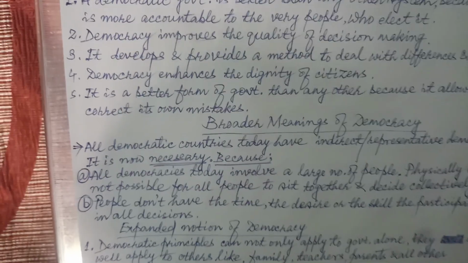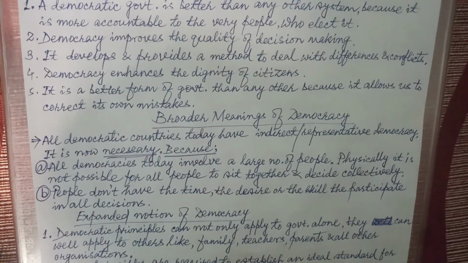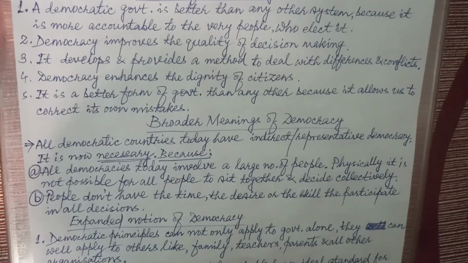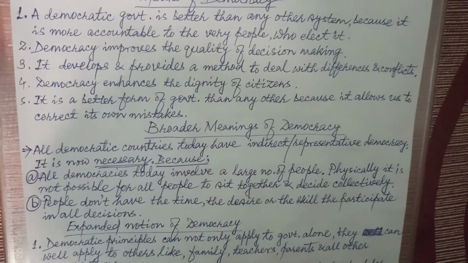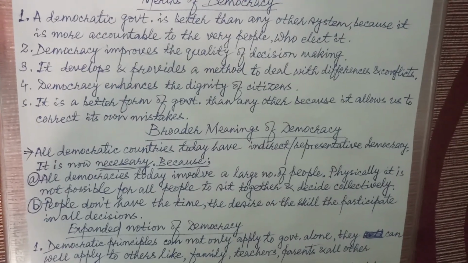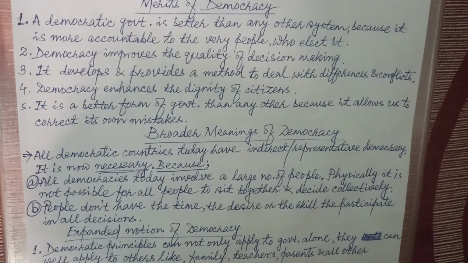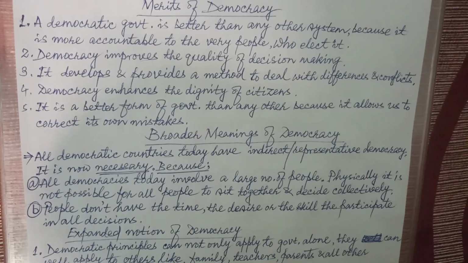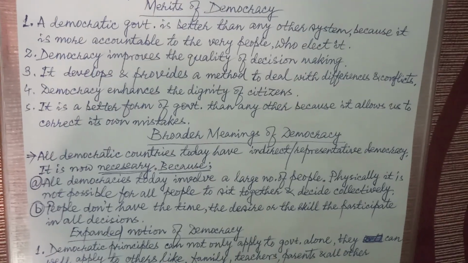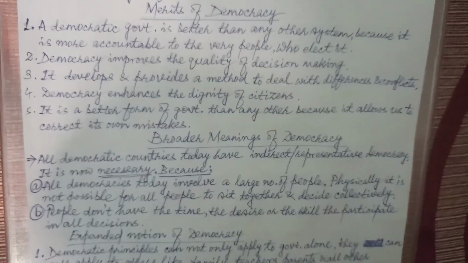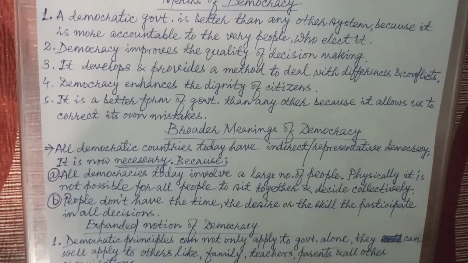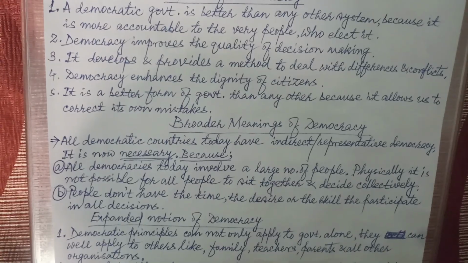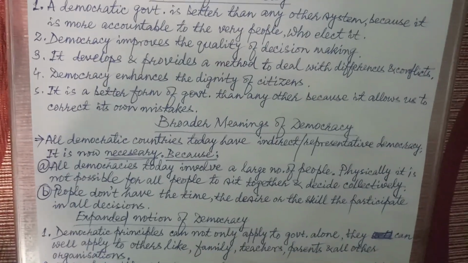Then it is now necessary. Why? First of all, democracies today involve a large number of people, that I told you. Each and every democracy has a huge population. Is it physically possible for the people to sit together and take a collective decision? I hope you would agree, no. Physically it is not possible for all the people to sit together and take a collective decision, and hence indirect democracy or representative form of democracy, right?